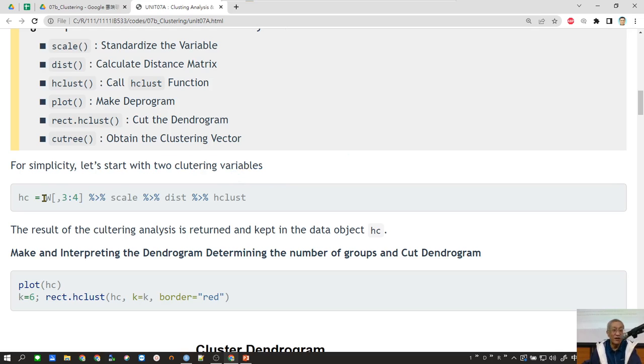Okay. So this is the data, right? In order to do hierarchical clustering, you actually use a pipe. First of all, you do a scaling, and then you do a distance, and then you do a hierarchical clustering algorithm, right? Okay? There are a few steps. First of all is the data. You fit the data and you scale the data. What we mean by scaling is standardizing the variables. Okay?